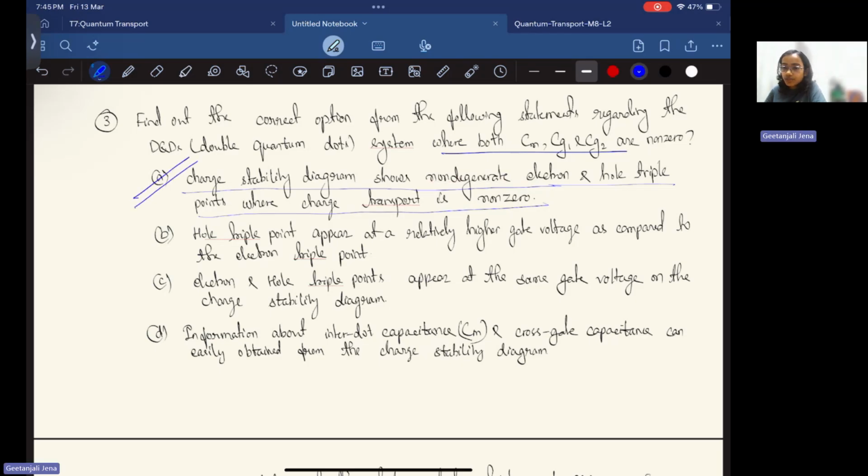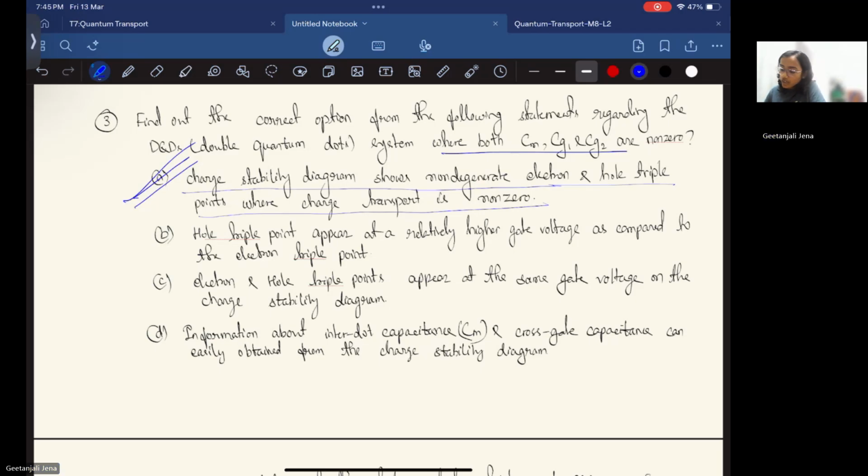These are non-degenerate. If you recall, if you start from N1, N2, or if you start from N1 plus 1 and N2 plus 1, they are two different processes. So it's like if you start from 1, 1, then it will require a different value of the gate voltage, and if you start from 2, 2, it will require a bit higher gate voltage. So that means option A is correct, because it's saying it's non-degenerate, so they have different values of gate voltage.